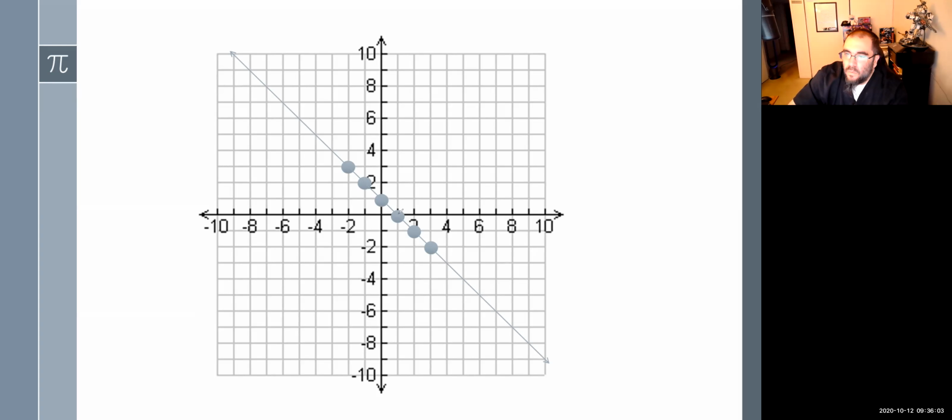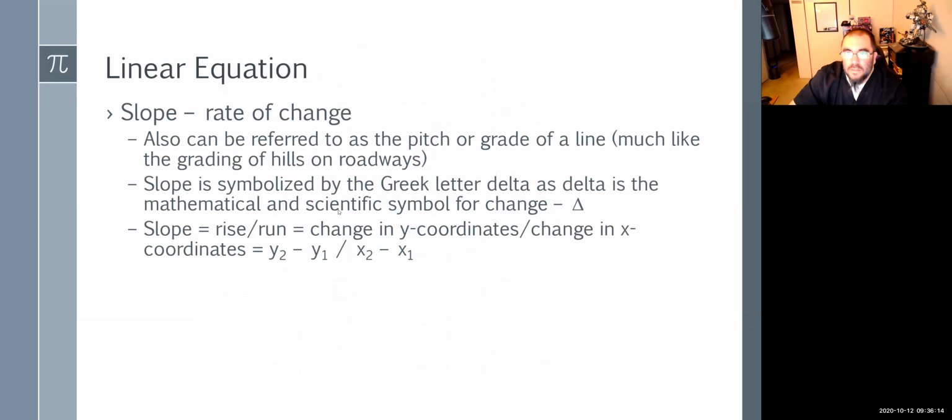Now x is at the 1 position. Well, y is now 0. X is at the 2 position. Y is now -1. So that's how we're looking at the slope, or the way that the line inclines, right? So the rate of change can also be referred to as the pitch or grade of a line. Again, much like the grading of hills on roadways.